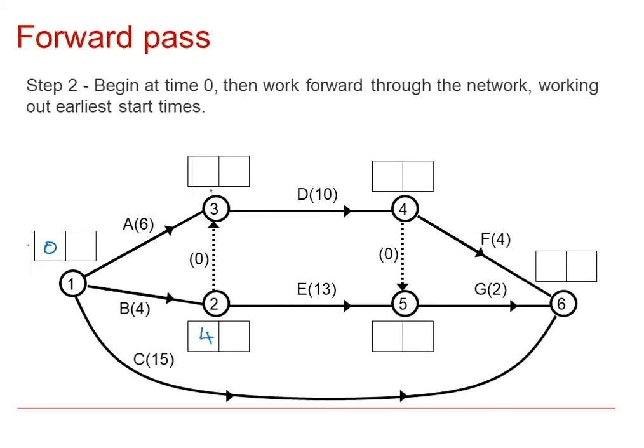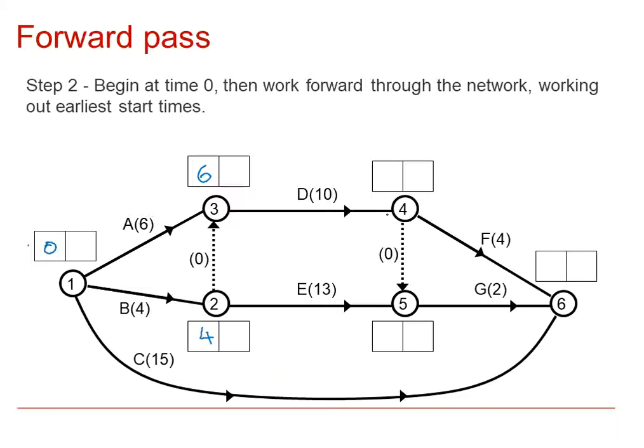Then we look at the third node. This is the event where we've completed A, and because of the dummy we've completed B, and the earliest time that we can complete A and B is not 4 but 6. We need enough time to complete the A. So this is the event, A's completed and B's completed, and that will happen in 6 units.